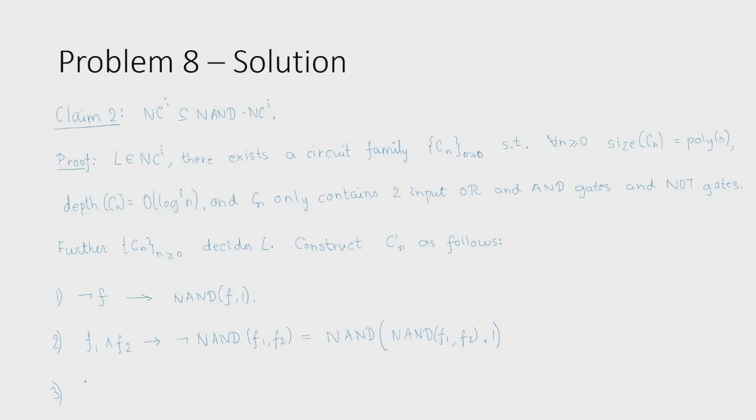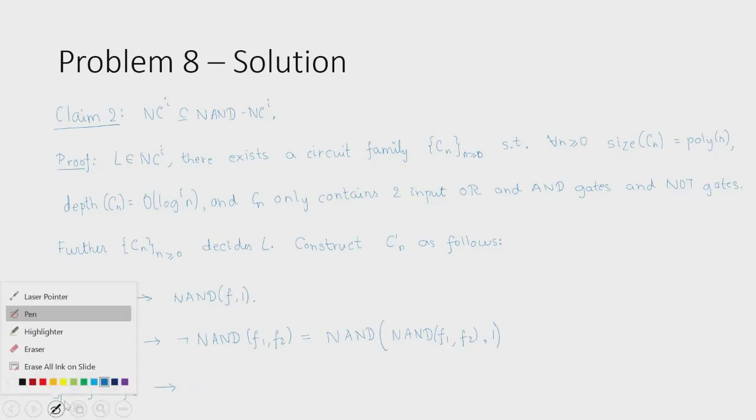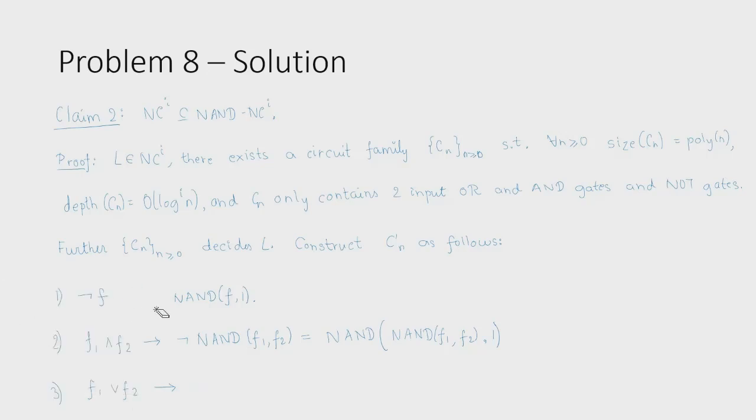And what we'll do for the OR gate is the following. If we have F1 OR F2, what is F1 OR F2? From De Morgan's law, we know that F1 OR F2 is the negation of the AND of negation F1 and negation F2.